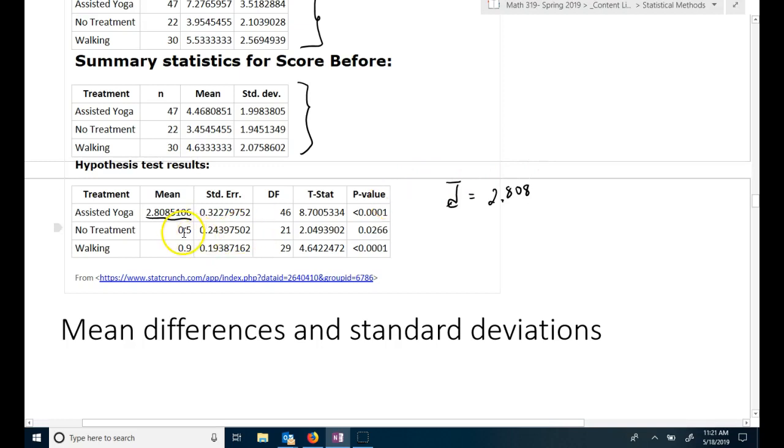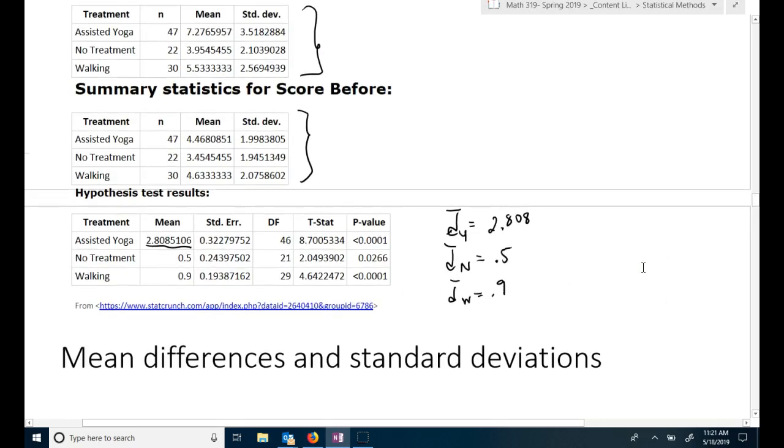On the other hand, for the no treatment group, we only have a difference of 0.5, okay? So we'll call this yoga D bar Y. D bar for no treatment, N, is going to equal 0.5. And D bar of W is going to equal 0.9. Okay, so my walking group is going to end up being 0.9.